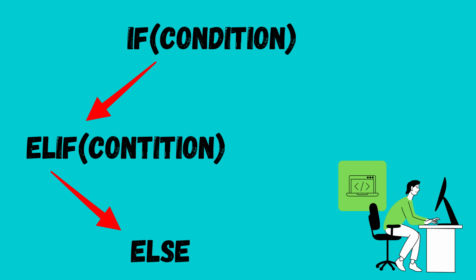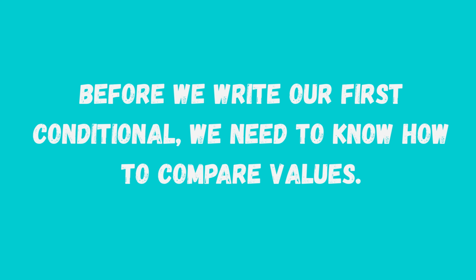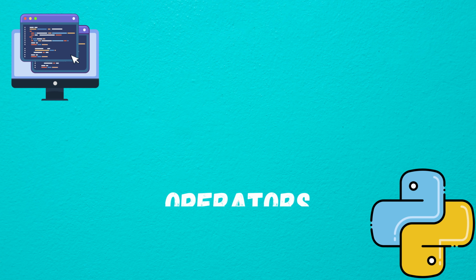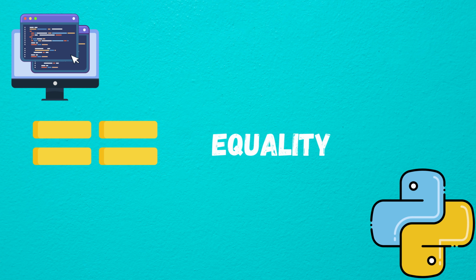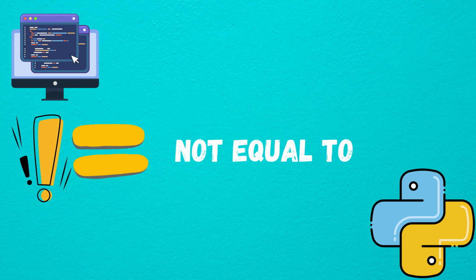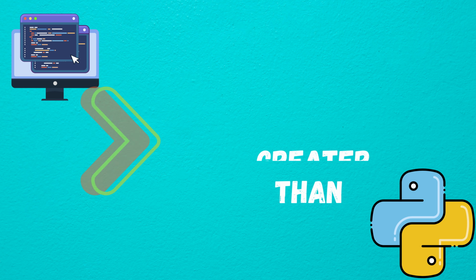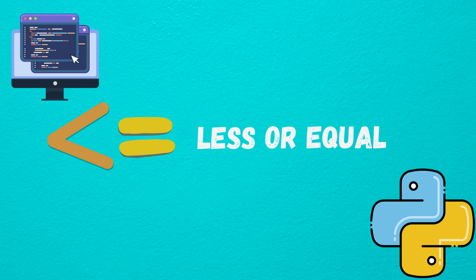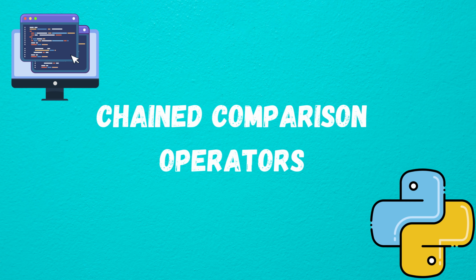Before we write our first conditional, we need to know how to compare values. Python gives us these comparison operators. Double equals checks equality. Exclamation mark equals checks not equal. Greater than, less than. Greater than or equal to, less than or equal to. And here's a cool trick. You can chain comparisons. For example, 10 < age <= 18.